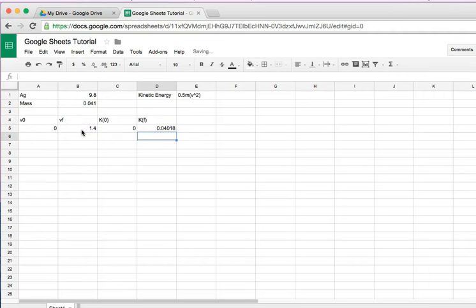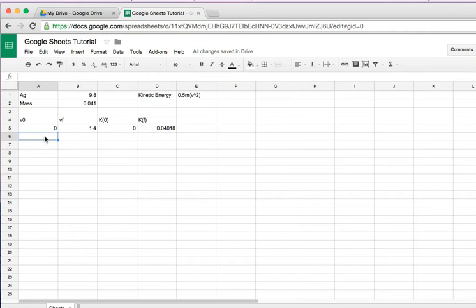I found a final kinetic energy of 0.04018. Now, once again, mass is something that always stays the same. So I want to put the money signs before and after the letter, okay? So it didn't change my answer, it just kept it the same. So I'm going to show you why putting the money signs is important.